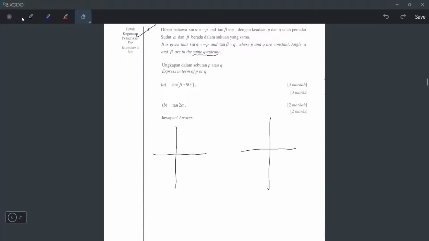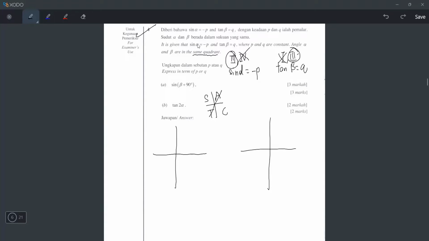Okay, how to know which quadrant? First of all, you can see sine alpha is -p, and tangent beta equals q. Sine is negative, which quadrant? Add sugar to coffee: when sine is positive, it's quadrant 1 and 2. But when sine is negative, it will be quadrant 3 and 4. What about tangent being positive? Tangent positive, isn't it 1 and 3? And can you see which quadrant both of these have in common? It's quadrant 3, right? So we reject quadrant 1, we reject quadrant 4, and we take quadrant 3.